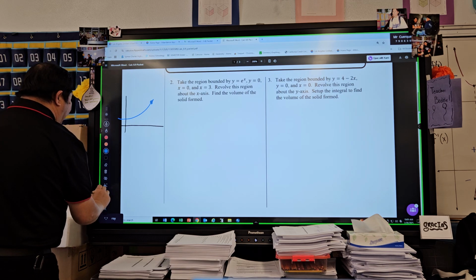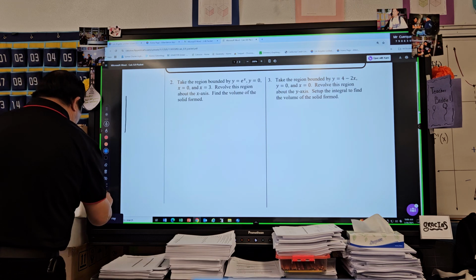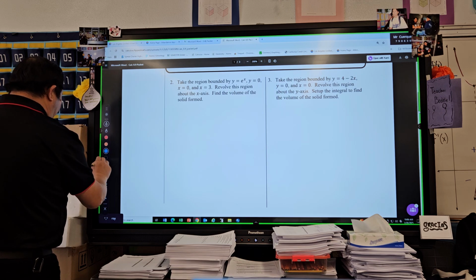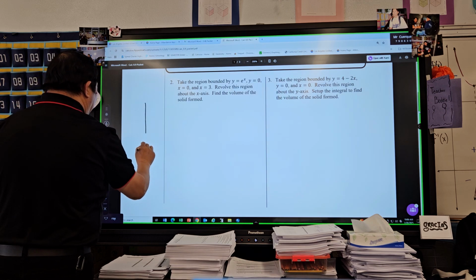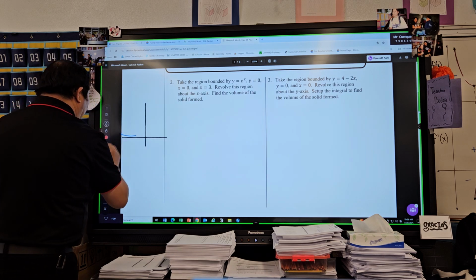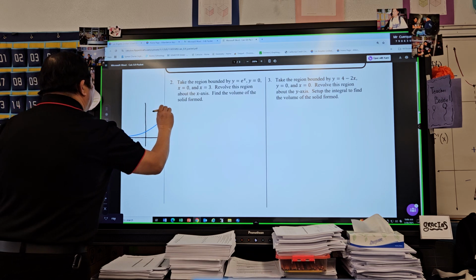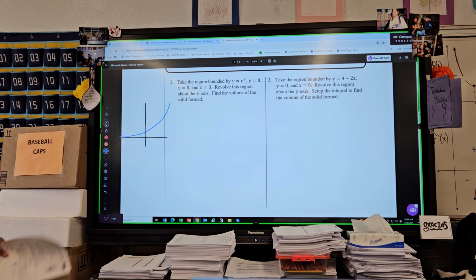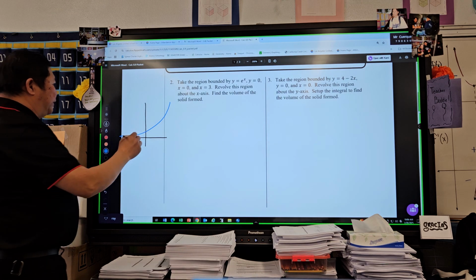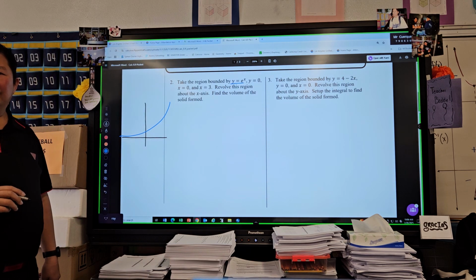I cannot draw perfectly. Yes, that is how the graph looks. But along the way it touches. Looks like that one, right? So this is now y equals e to the power of x.